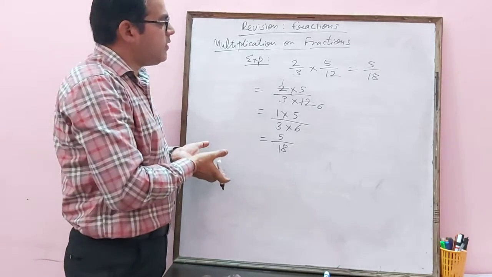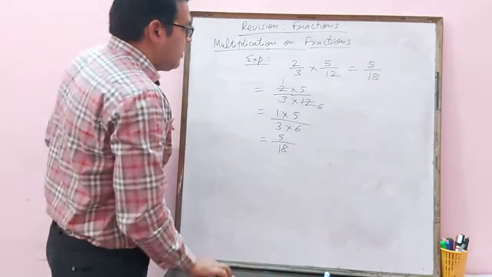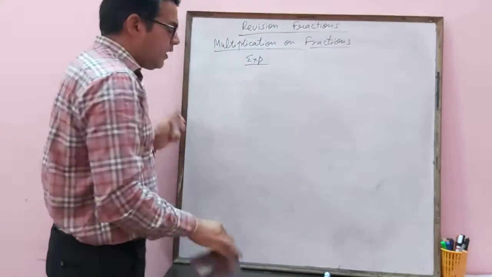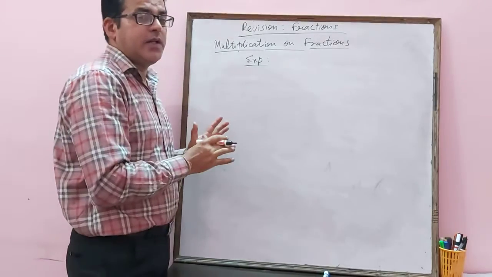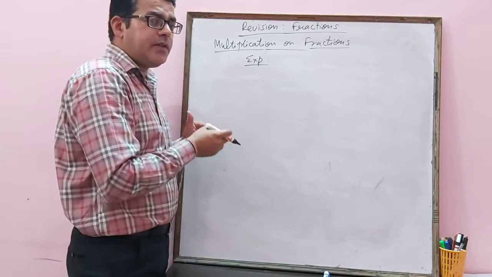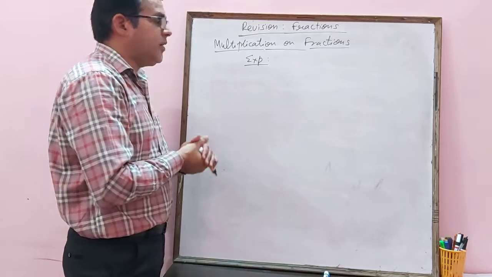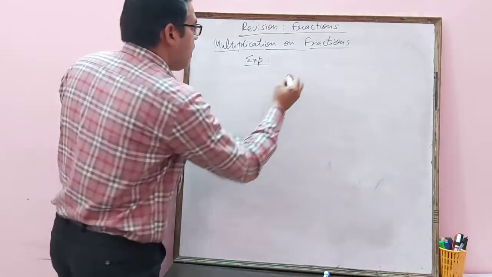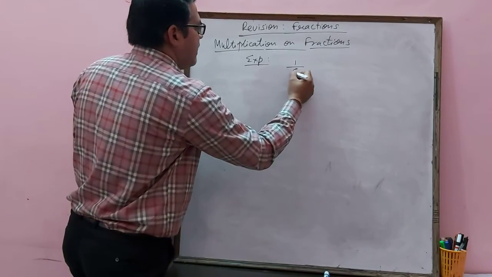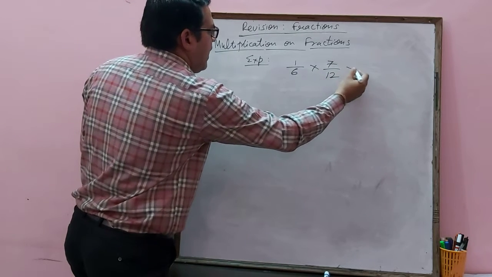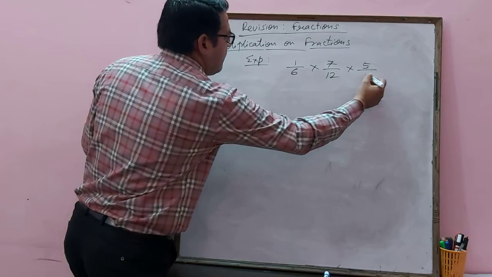Hope you understand, right? This is very simple, right? I am taking more examples here. Today we will only discuss multiplication. The purpose is to make you very comfortable with multiplication, right? So now I am taking 1 by 6 into 7 by 12 and 5 by 18.